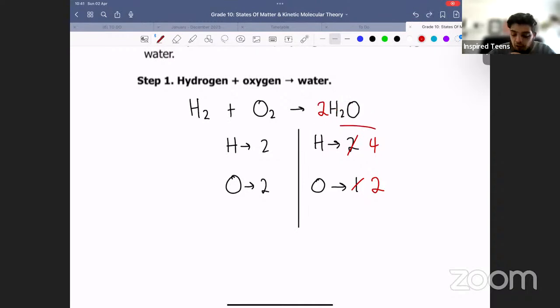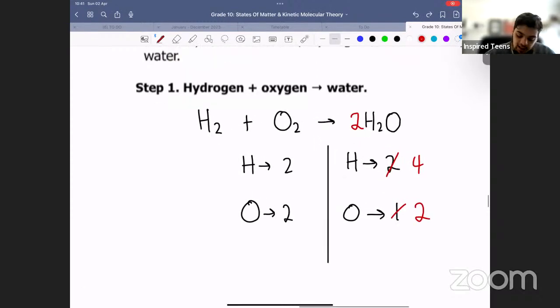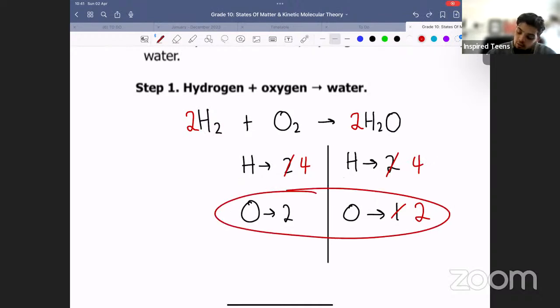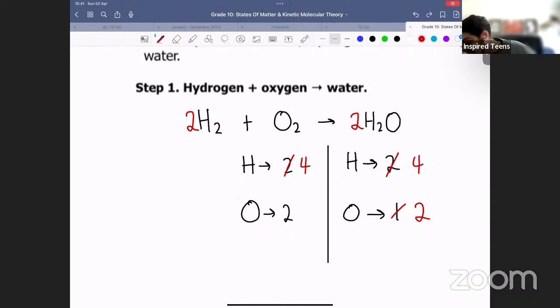So now, because I have 4 hydrogens on the right, is there a way that I can get 4 on the left? Because if I can get 4 on the left, then it would be balanced. Okay, let's see. Let's have a look on the left hand side. I can see hydrogen is completely on its own, and it has 2 hydrogens. So if I multiply that 2 hydrogen by 2, then I have 4. So now I can see that I have 4 hydrogens on either side, and I have 2 oxygens on either side. Hence, this equation is balanced.